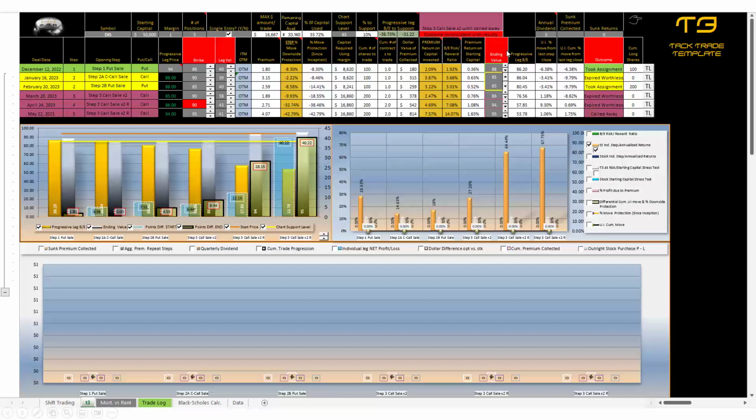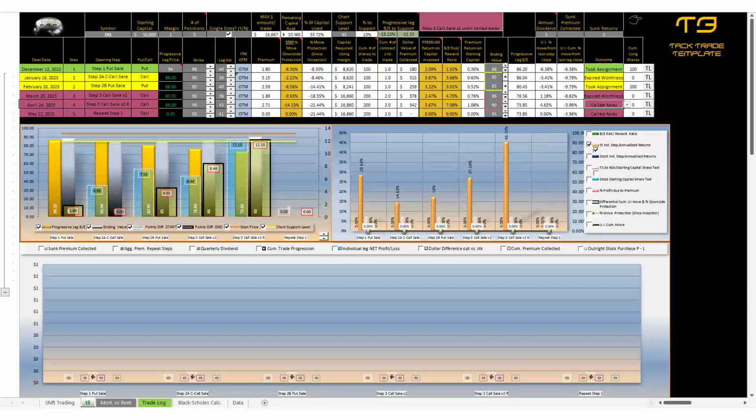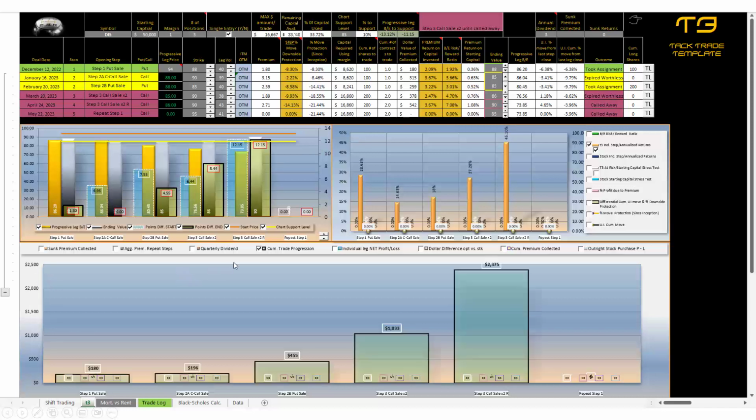We do that by reducing the ending value here from 95 to 94, 93, 92, 91, 90. Now the shares are correctly populated on the strike price, and when it hit $90 ending value, the shares are called away and the trade is complete. Let's go ahead and bring in the cumulative trade progression. This shows us on a step-by-step basis how we were making our money.